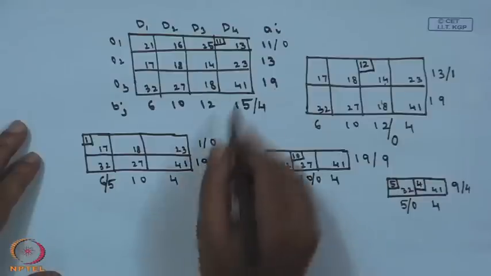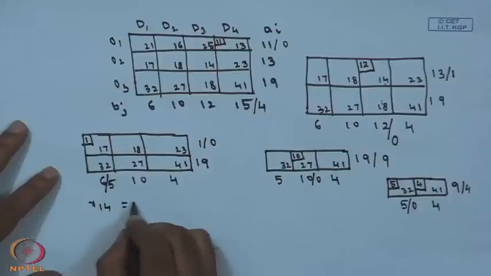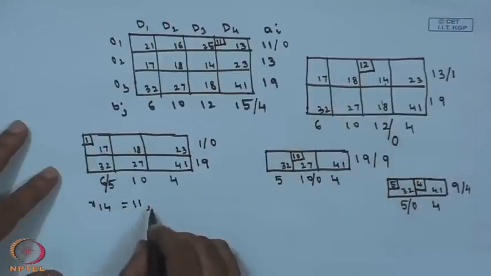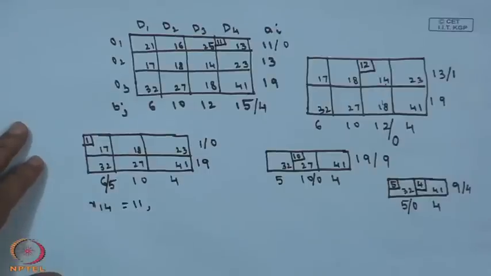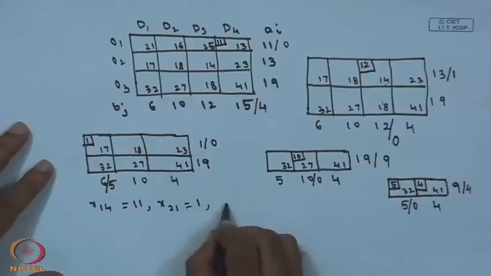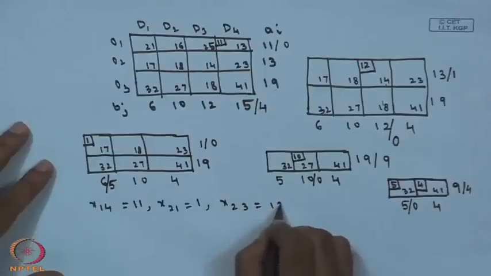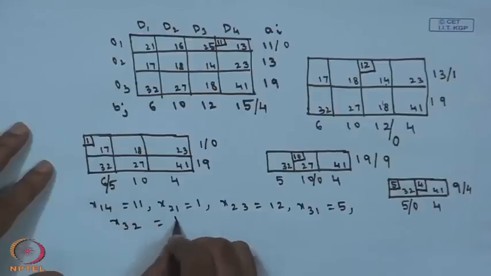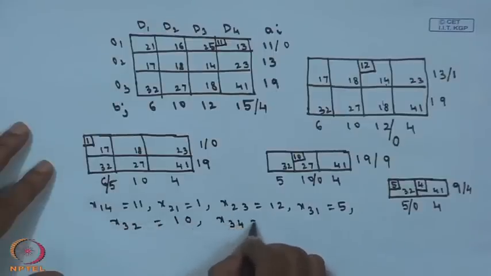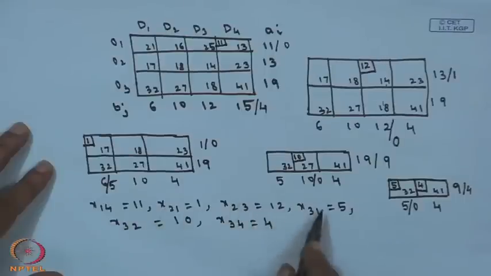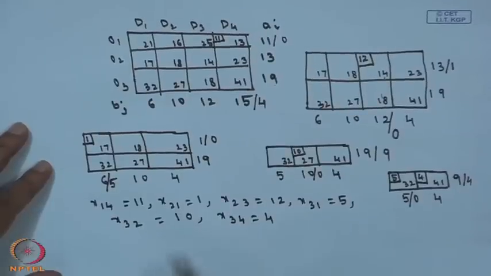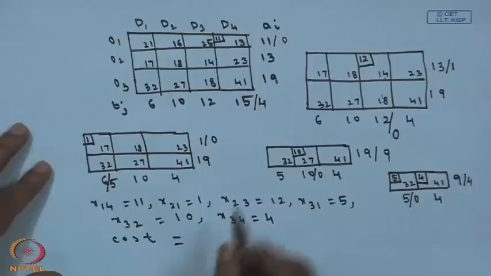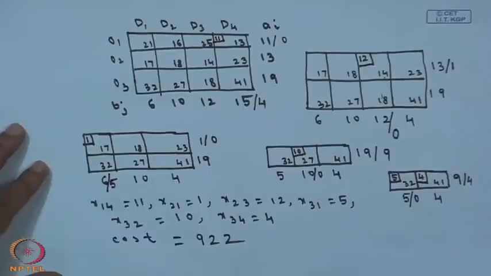So, what are the solutions? From the first table, x14 is equal to 11. From the next table, x21 is equal to 1, x23 is equal to 12, x31 is equal to 5, x32 is equal to 10, and x34 is equal to 4. So, this is the solution, and the cost in the same way, 11 into 13, 1 into 17, like this way, if you calculate, you will obtain the cost as 922.